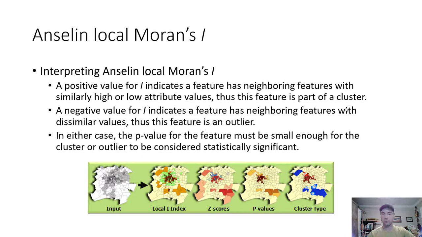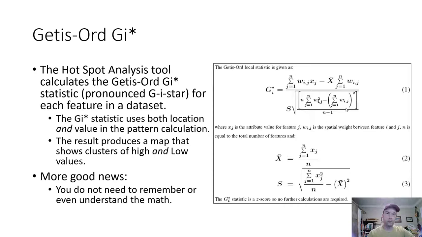The Getis-Ord Gi star tool. So the hotspot analysis is actually the statistic that the tool, which is called the hotspot analysis tool, relies upon. Okay, so the hotspot analysis tool calculates the Getis-Ord Gi star statistic. Again, that's pronounced Gi star, for each feature in a dataset. The Gi star statistic uses both location and value in the pattern calculation. The result produces a map that shows clusters of high and low values.